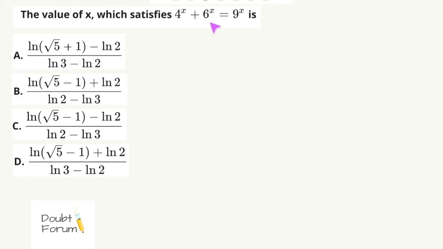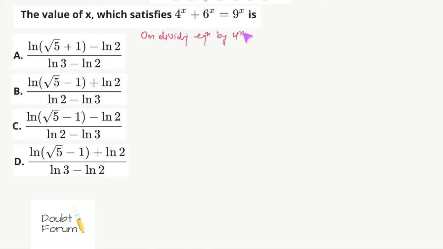One way of solving this problem is to divide the whole equation by 4^x. Or we can also divide the whole equation by 9^x. In both ways we can find the answer. So let's start by dividing the whole equation by 4^x.